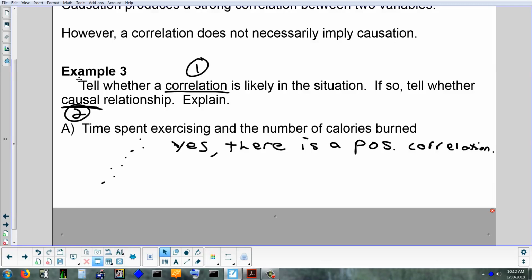If you're doing the same exercise and you're working just as hard the whole time, you don't change how hard you're working, and you do that level of effort for 20 minutes, and then you say, you know what, I'm going to do the exact same level of effort for 15 minutes, you're going to burn less calories, right, if you're putting in the same amount of effort. So here we would say there is a causal relationship. So yes, there is a causal relationship. And if you're not sure, you'll see when we do the next one where there isn't a causal relationship, and then I think it'll make more sense. So yes, there is a causal relationship.